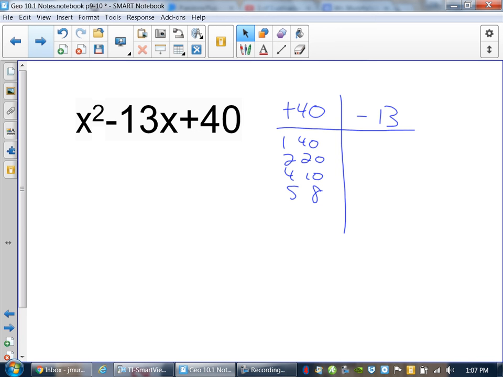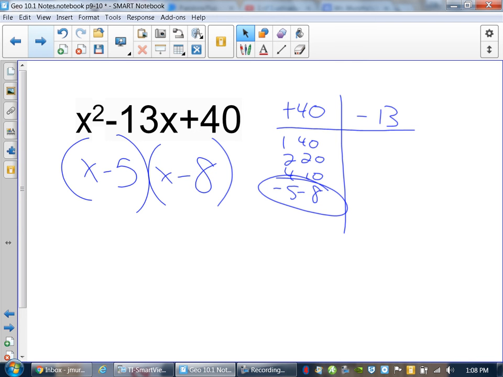Of those combinations, you have to also think about the signs. Two numbers that multiply together to get positive mean they both have to have the same sign. They're either both positive or both negative. Well, when you add two positive numbers together, you always get a positive result. If you add two negative numbers together, you always get a negative result. So that means it's going to be -5 and -8.